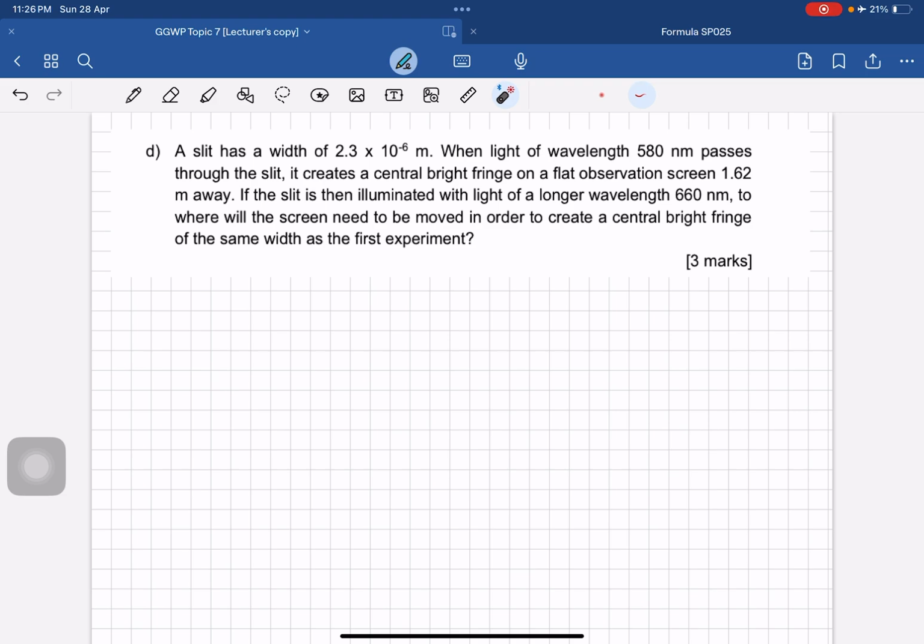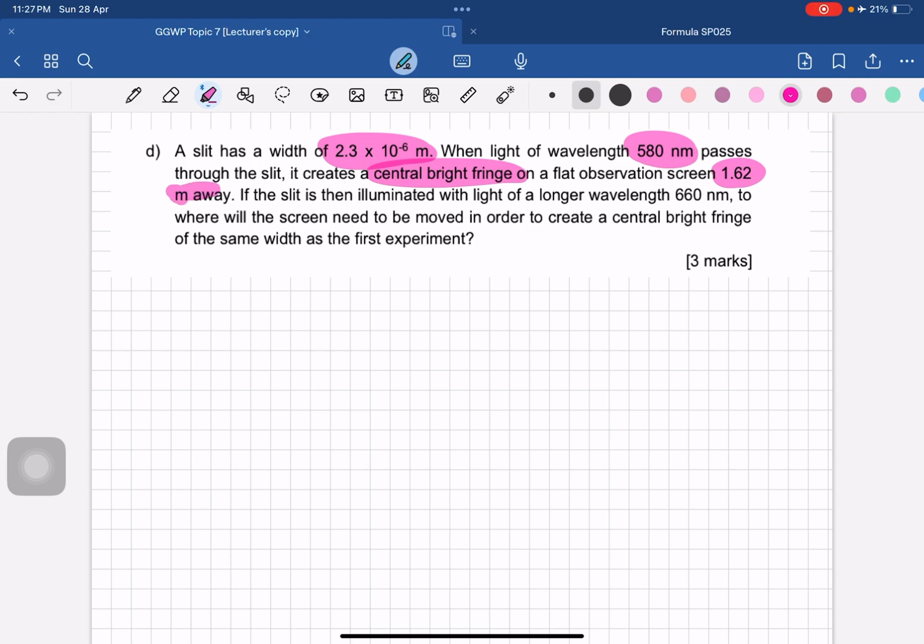Okay, so dia ada satu slit, dia bagi tahu width dia berapa. Width dia adalah 2.3 times 10 to the power of negative 6 meter. So sekarang ni, when light of a wavelength 580 nanometer passes through the slit, it creates a central bright fringe on a screen that is 1.62 meter away.